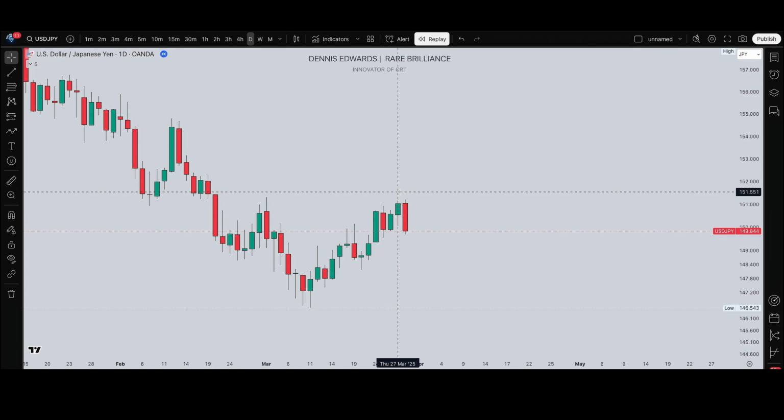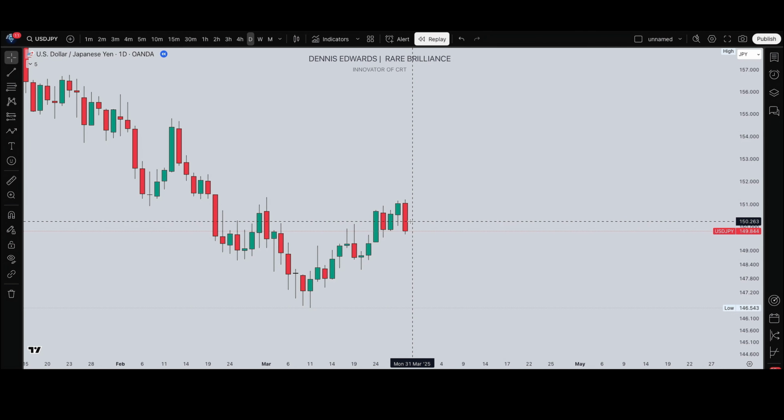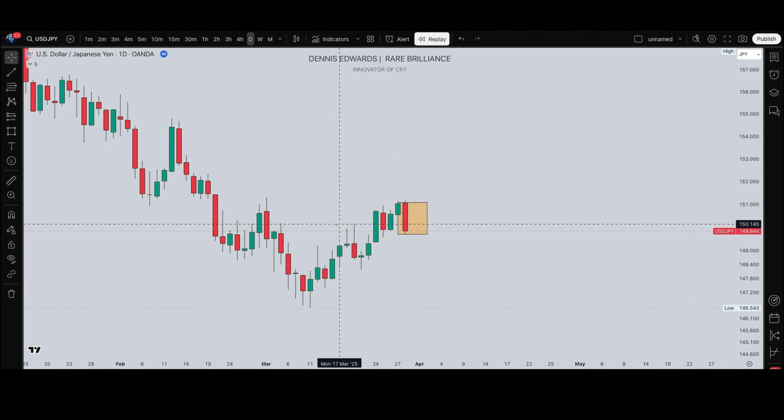In this case, you want to start with a higher time frame candle body. In this scenario, I have the daily time frame candle. The reason this is important is because it shows us the area that we are going to be operating within on the lower time frame. But first, let's take a look at this current range that we are on here.